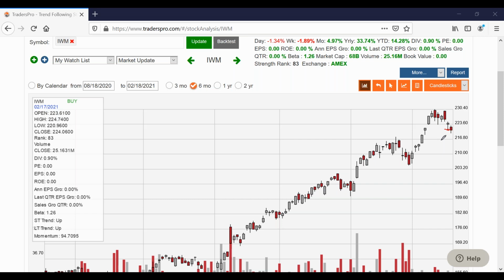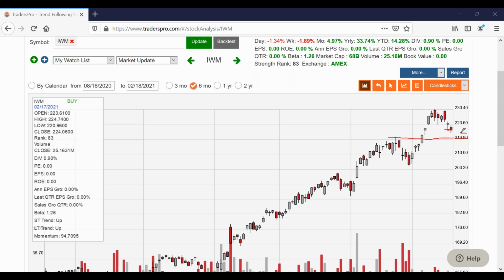Now, it's possible that there could be a rotation out of the small caps and into the Dow and into some of the big cap tech stocks before a bigger pullback happens, and maybe we see a few days where the Dow is up, but the Russell is down. But I think that's something to pay attention to, because it could be that there's a little bit of weakness there.